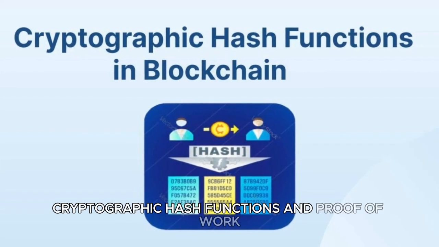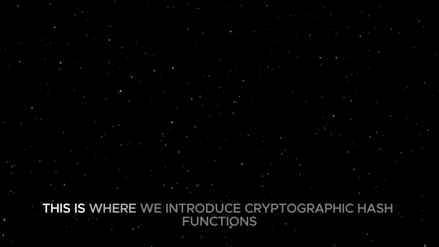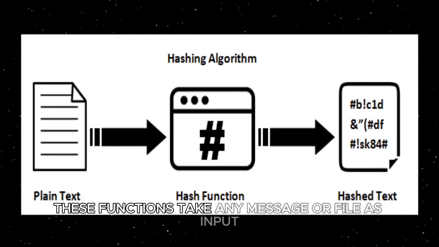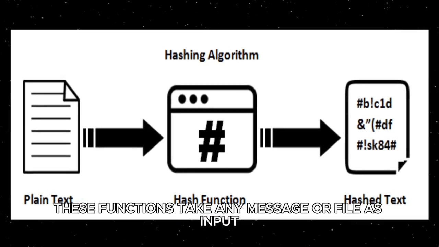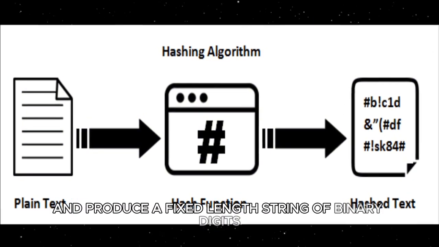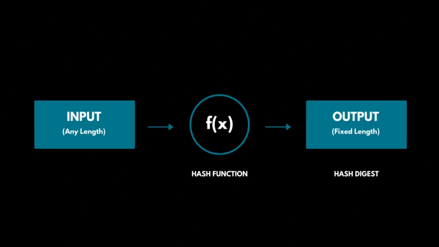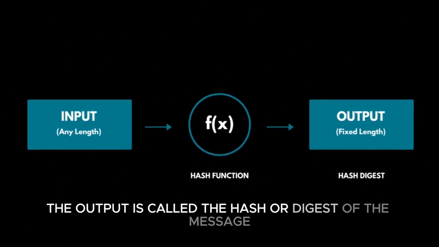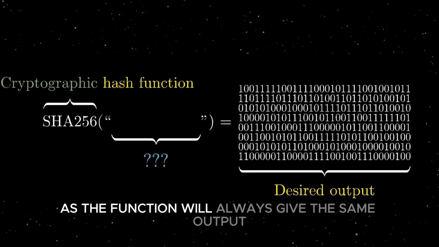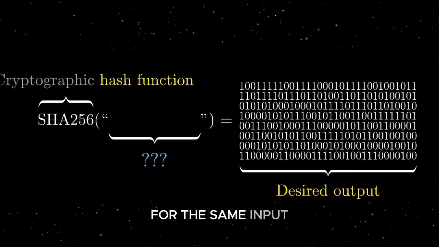Cryptographic hash functions and proof of work. This is where we introduce cryptographic hash functions. These functions take any message or file as input and produce a fixed-length string of binary digits, typically 256 bits. The output is called the hash, or digest, of the message. The goal is for it to appear random. It's not actually random, as the function will always give the same output for the same input.